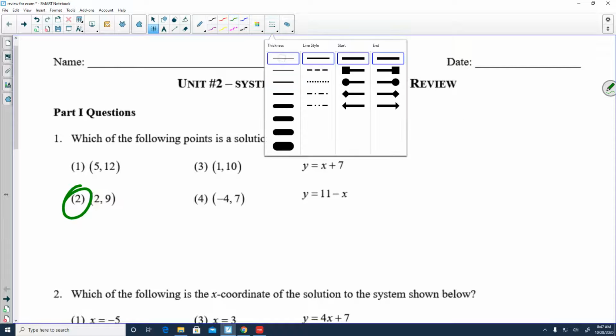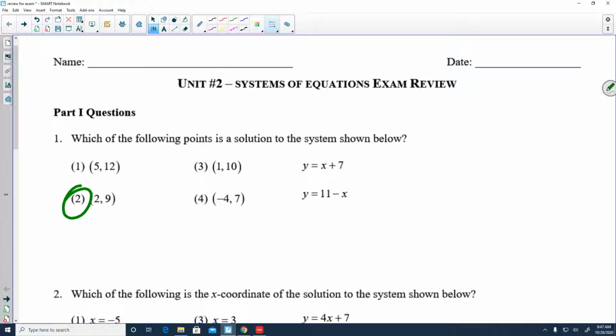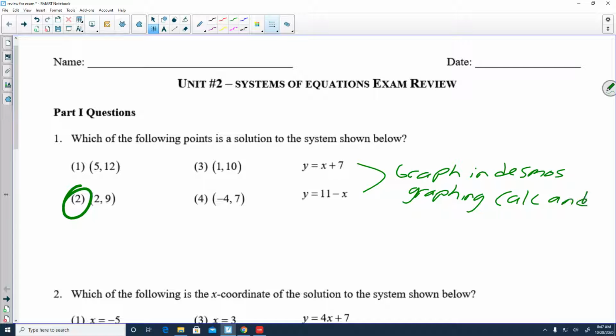And how did I get that? Well, I graphed these in Desmos. So you're going to graph in the Desmos graphing calculator, and you're going to find the intersection. And then you're done. No work to be shown there, unless you want to do it by substitution. But I'm going to show you examples of that later, okay?